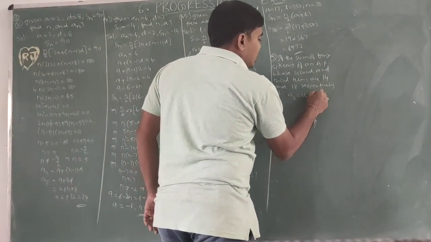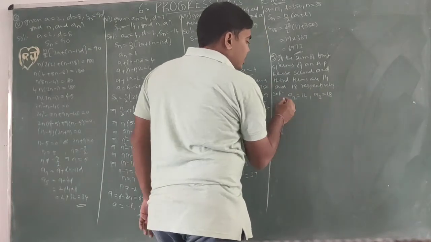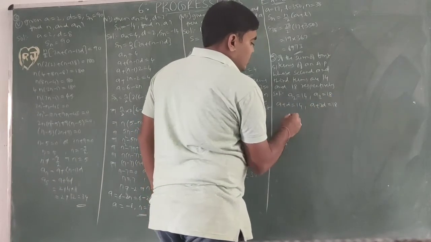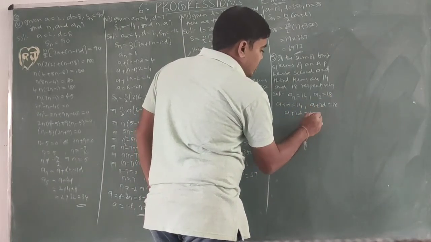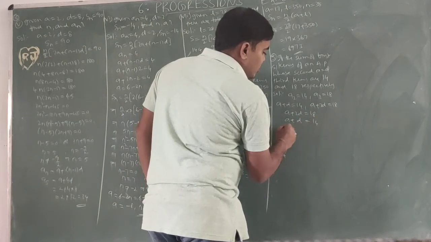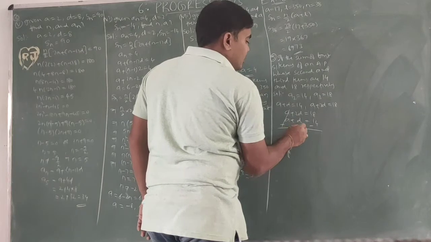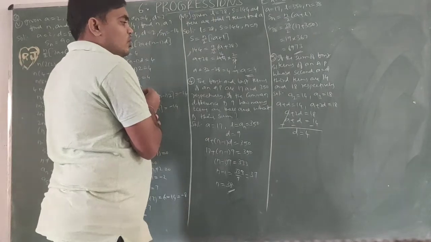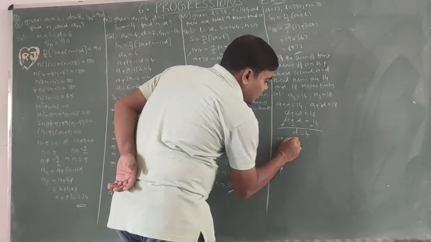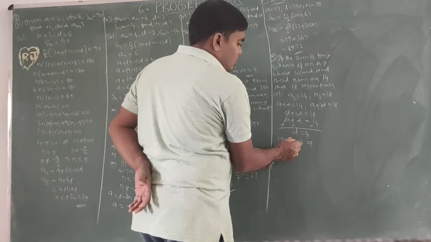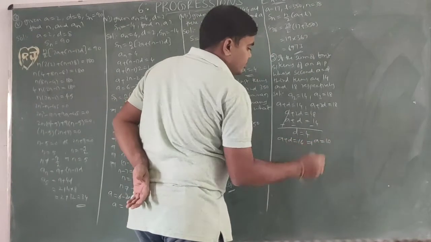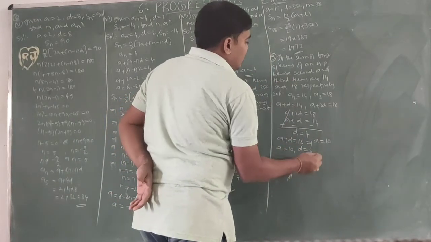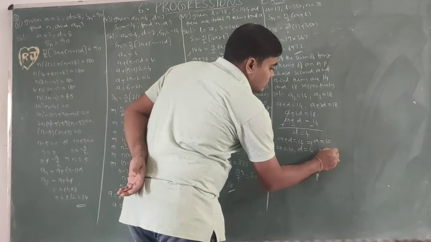Solution: a2 equal to 14, a3 equal to 18. So a plus d equal to 14, a plus 2d equal to 18. Subtracting, a cancels. 2d minus d, d equal to 18 minus 14, which is 4. So d equal to 4. a plus d equal to 14, d value 4, so a equal to 10. So a value 10, d value 4.